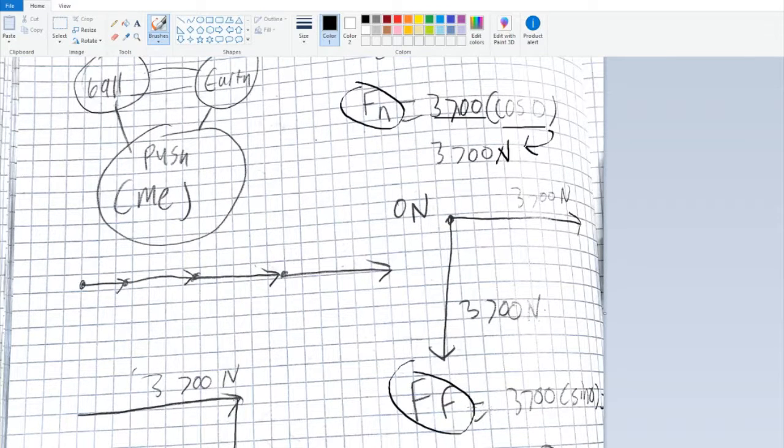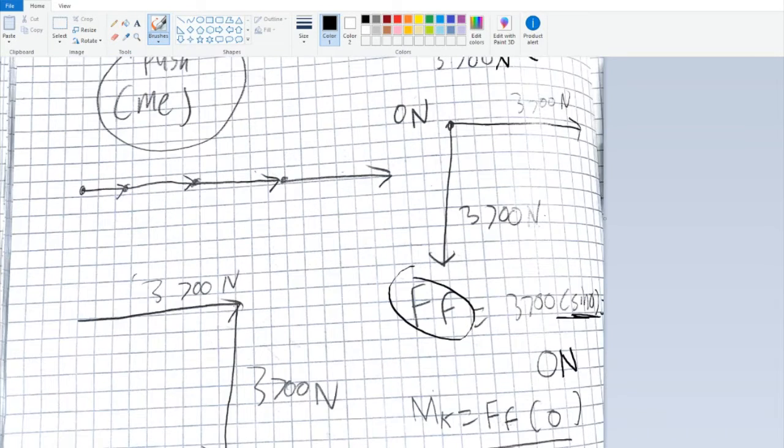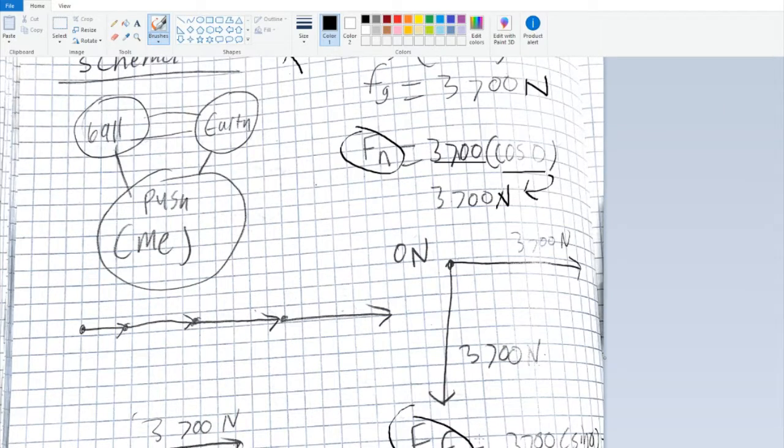And for the friction force, I use a formula of the force times the sine of the angle, and since again there is no angle, I took the sine of 0 times 3,700, which gave me a total of 0 newtons of friction force. And then for the kinetic force formula, I just divide the friction force by the normal force, which is 0 divided by 3,700, which gave me a total of 0.